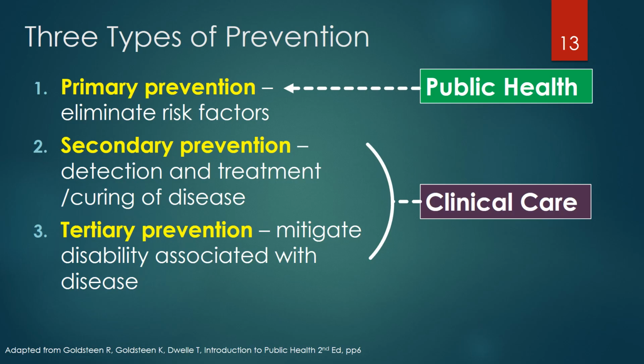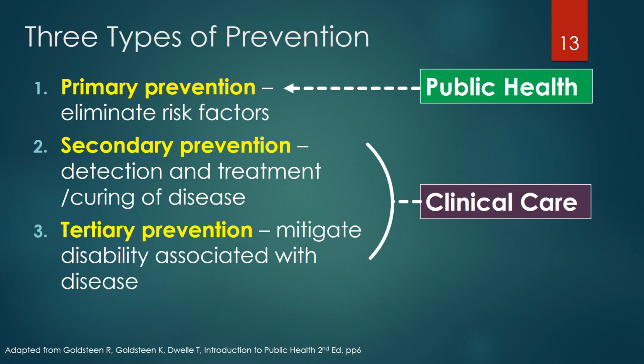Let's review the three types of prevention: primary, secondary, and tertiary. Primary prevention is eliminating risk factors that cause disease. Primary prevention is intended to prevent the development of disease and the occurrence of injury, and thus to reduce their incidence in the population. Primary prevention includes historic public health emphases on assuring clean drinking water, safe housing and workplaces, and nutritious and uncontaminated food.